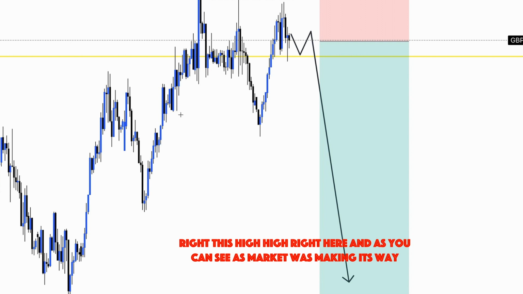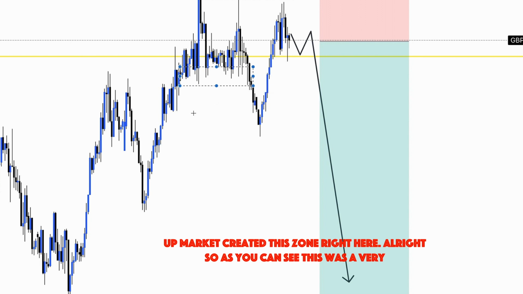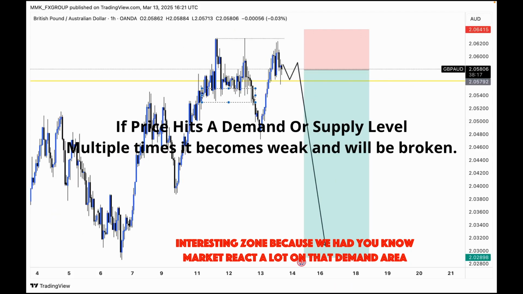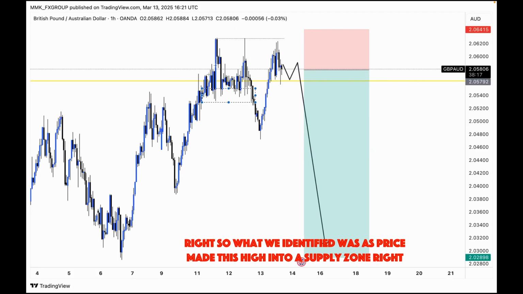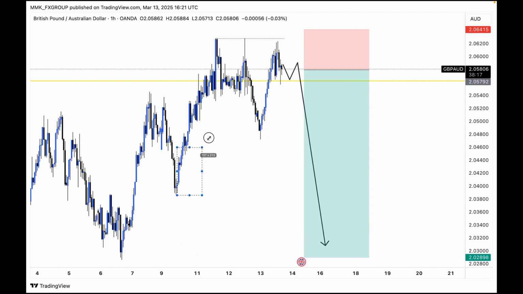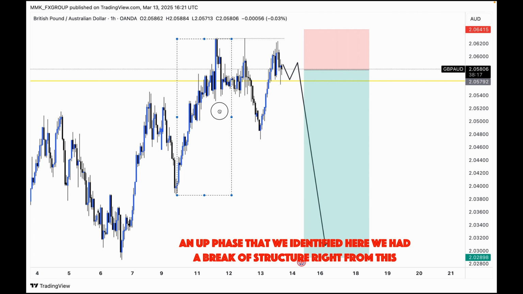And as you can see, as market was making its way up, market created this zone right here. All right, this was a very interesting zone because we had market react a lot on that demand area. Right, so what we identified was, as price made this high into a supply zone, price failed to give us a new higher high, but instead, from this area, price gave us a lower low, meaning from a higher move, or rather an up phase that we identified here, we had a break of structure, right, from this area right here.